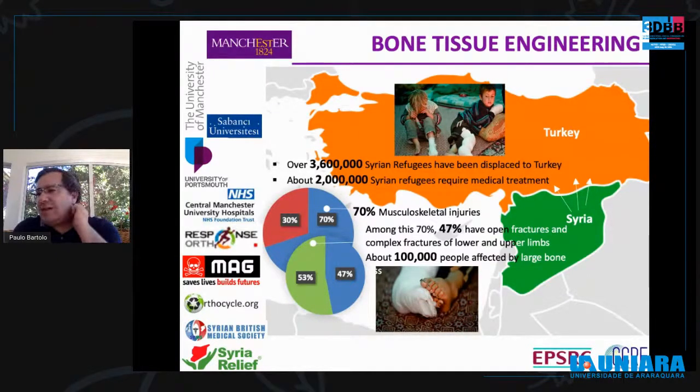So we decided to develop a strategy to address this problem. We approached a university in Turkey, Sabancı University, and also colleagues from the University of Portsmouth, also a couple of clinicians at the Central Manchester University Hospitals, but also at the Kocaeli Training Medical University Hospital in Turkey, and also a couple of non-governmental organizations like the Syrian Relief, the Syrian British Medical Society, MAG, and others, to develop this project. And this project is the Bone Bricks.